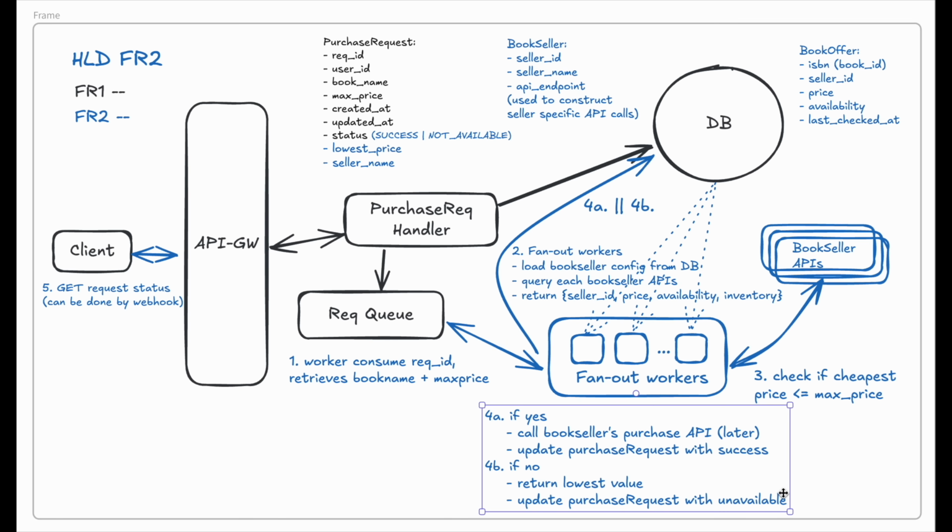The worker updates the purchase request with status equals not available and the lowest available price from all seller responses. And finally, step number 5, users poll get request status to retrieve the final outcome. If the status is resolved, show the matched offer and the price. If status is not available, return the lowest available price as fallback. And again, this polling part can also be replaced by the webhook.